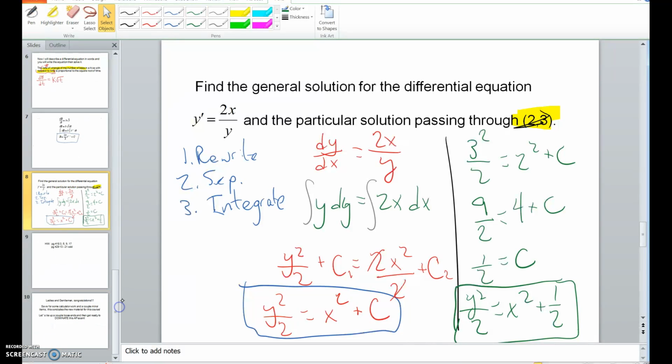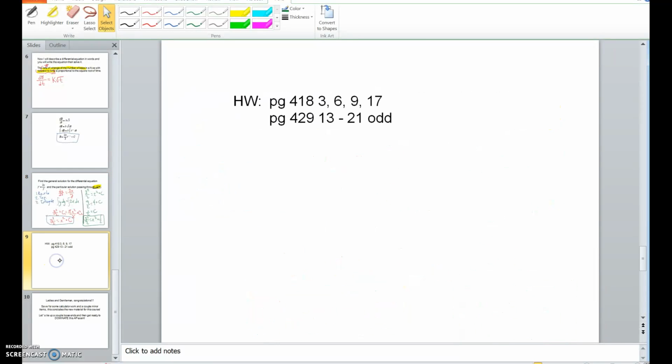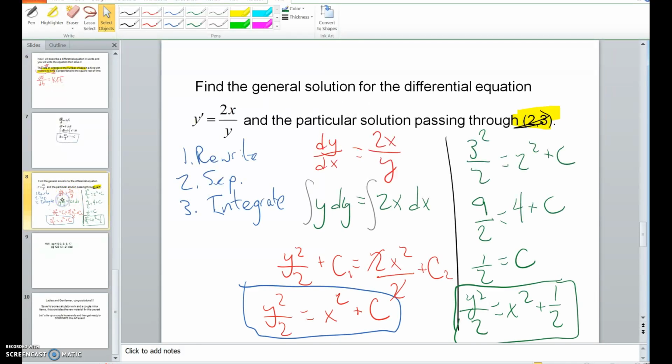All right. So that's pretty much it. So rewrite, separate, and integrate. The trickiest part on a lot of these problems is the separation step, just remembering your algebra for how to do it. I actually don't know if those page numbers are correct. It might be from a different edition of the book, but I'll put up some practice problems on Haiku.